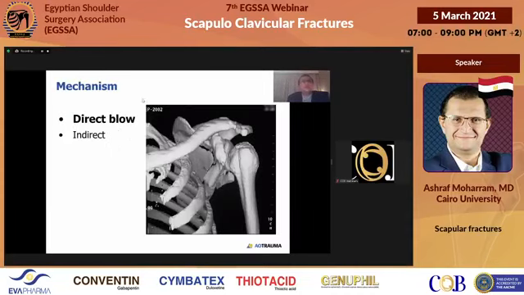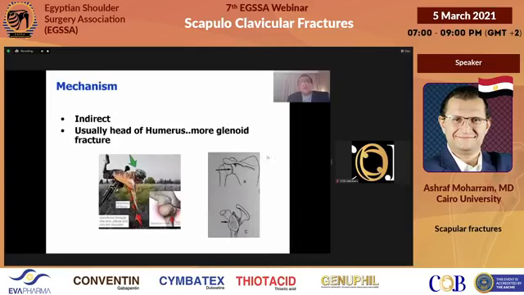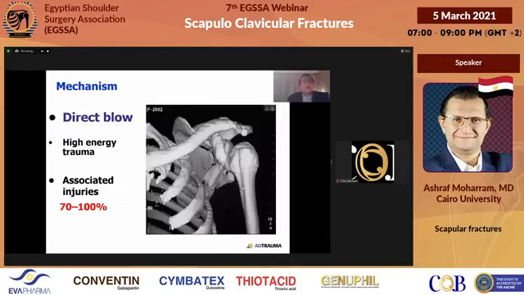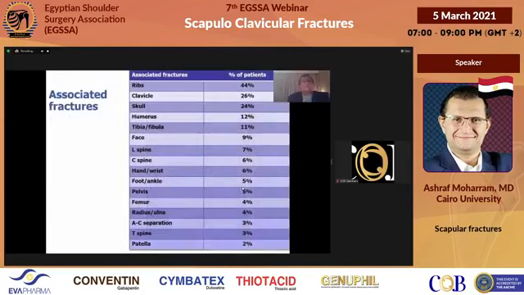The mechanism is usually a direct blow, while indirect blows are uncommon, maybe a fall on an outstretched hand with the head being pushed into the glenoid to cause a fracture of the glenoid or a fracture dislocation of the shoulder with a fractured glenoid. While most commonly it's a direct blow from high energy trauma, and this is associated with other fractures and other injuries in 70 to 100% of these patients.